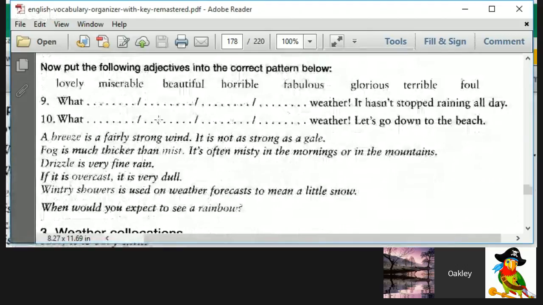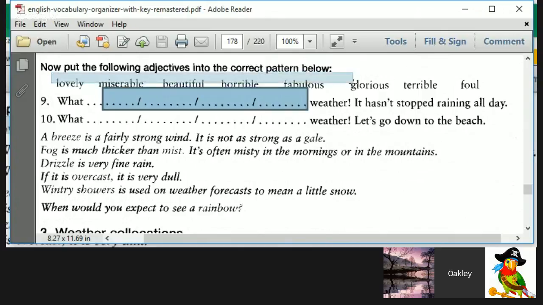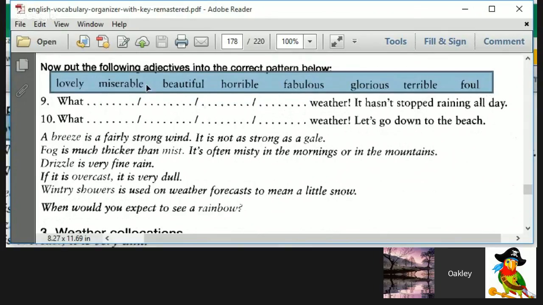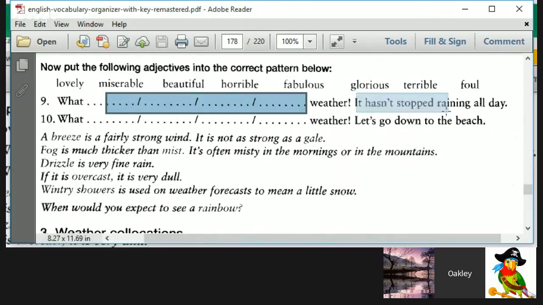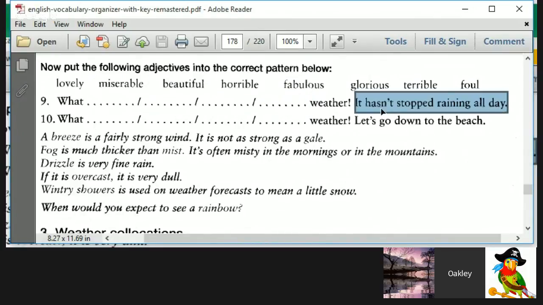Let's move on to, well, there's 2 of you, so each of you can take one. All right, Sam, what 4 of these 8 adjectives above would co-locate in the first sentence? What blank weather? It hasn't stopped raining all day. So what are the negative adjectives used with weather?